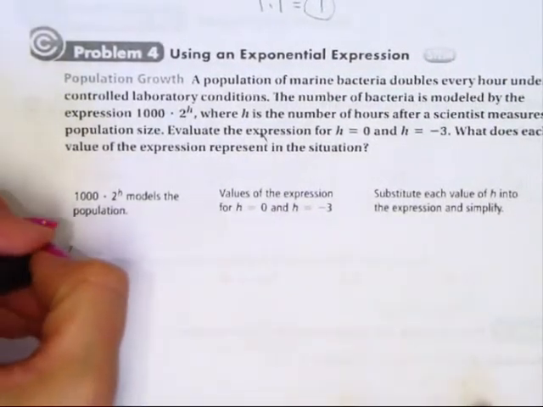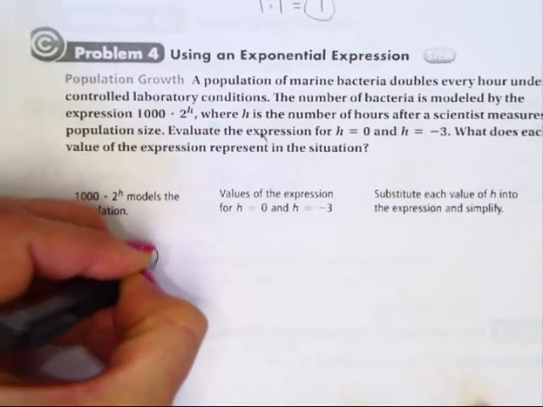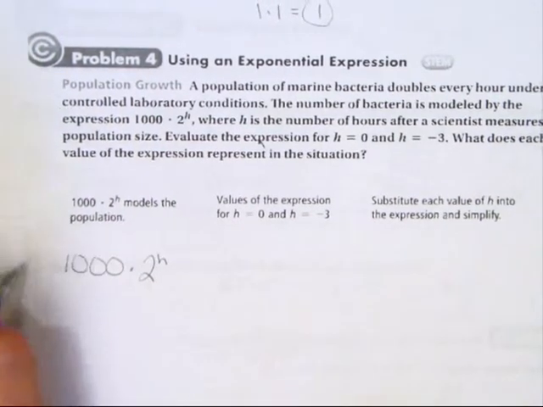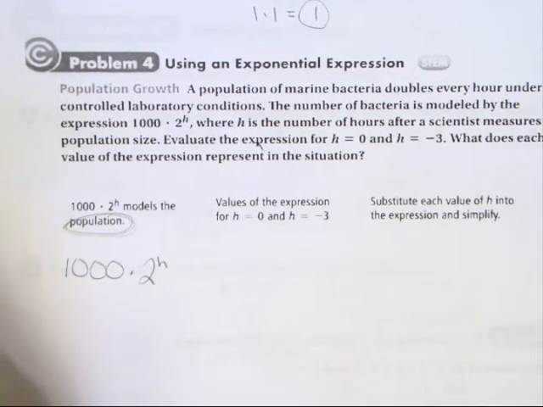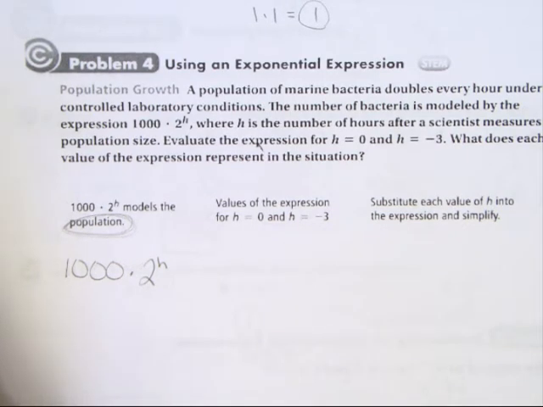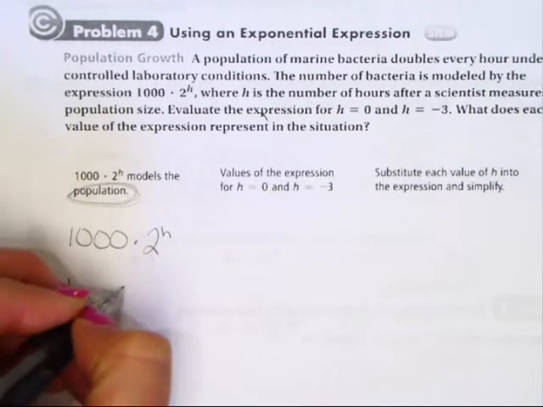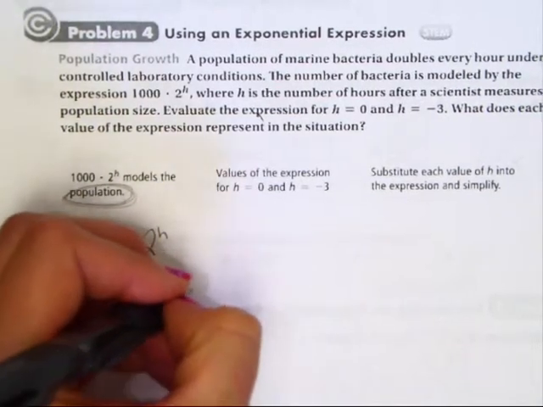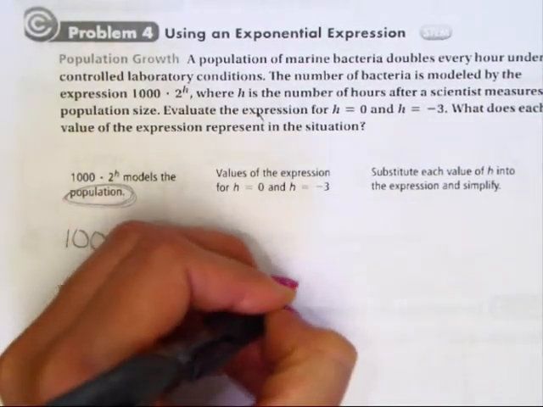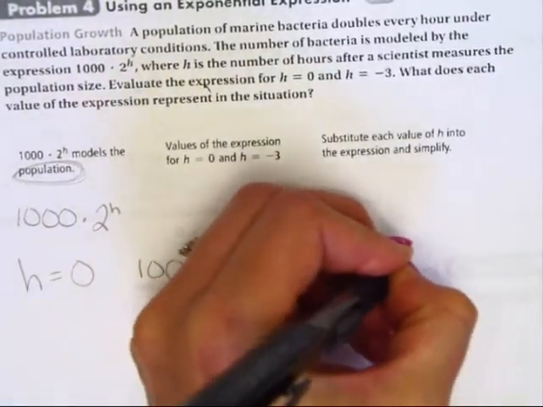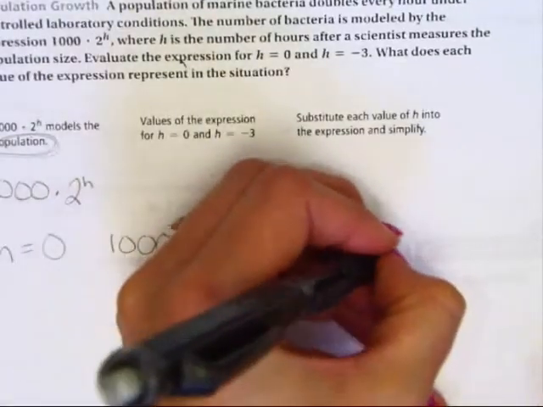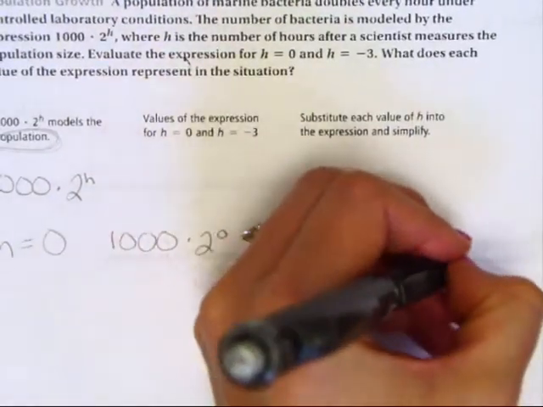Okay. Well, they did give us our expression. They said that it's 1000 times 2 to the h. They told us this equation models the population of bacteria, and h is the number of hours after a scientist measures a population. So the first thing we're going to do is plug in when h is 0. That's 1000 times 2 to the 0 power, which is just 1000 times 1, because anything to the 0 power is 1. So that's just 1000 bacteria.